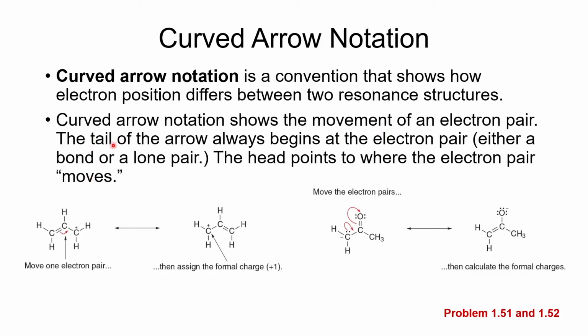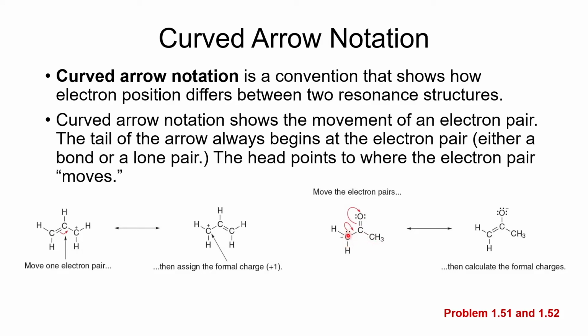So we'll find that the tail of the arrow always begins at some pair of electrons. That pair can either be a bond or a lone pair. In a later chapter, we'll get to single electron movement, and we use a slightly different kind of arrow, but we'll save that for a bit. The head points to where the electrons move to. If you're making a lone pair, then the arrow will end up at an atom. If, on the other hand, you are making a bond, then the arrow will end up at a bond.